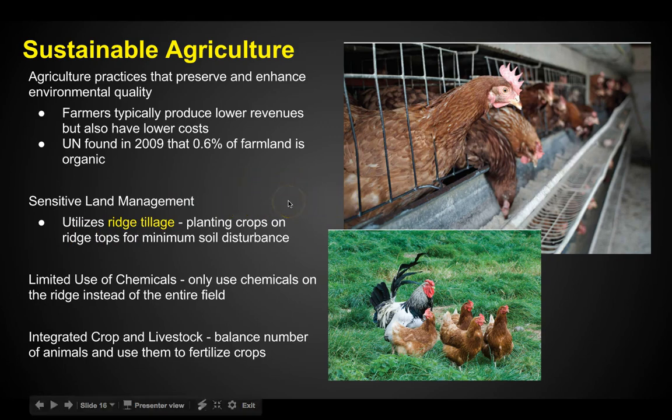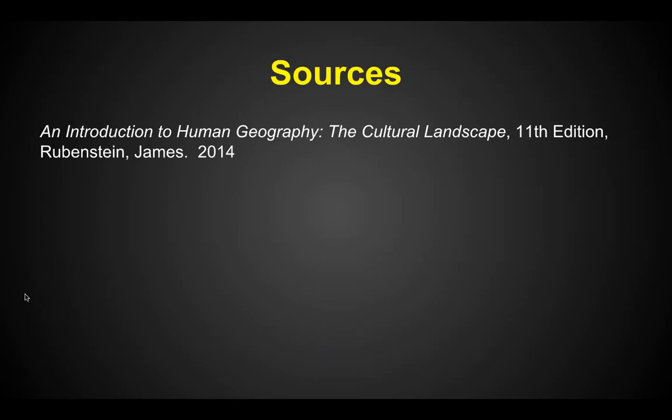Okay? It kind of looks the same as what you might see in the United States, but it uses a lot less actual soil. And they use limited chemicals. They only use chemicals on the ridge instead of the entire field. Something else that helps is using integrated crop and livestock, where they balance the number of animals and use them to fertilize the crops. This is all ways of using sustainable agriculture. And that is your look at chapter 10. That was key issue 4.